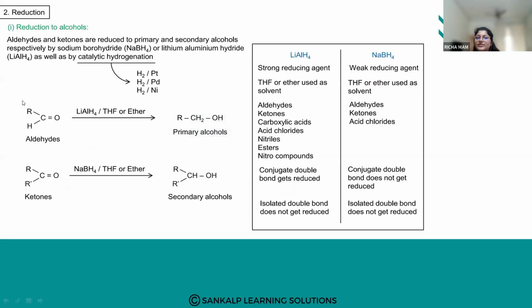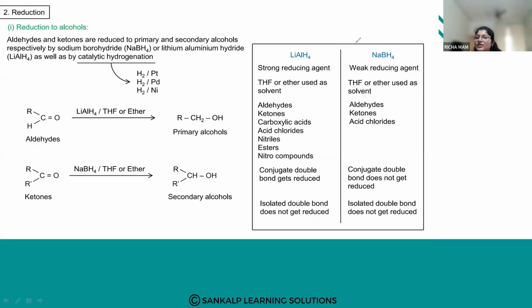So here we are going to start with the reduction, the reduction of carbonyl compounds to alcohols. I hope you know the meaning of reduction. Reduction is nothing but removal of oxygen or addition of hydrogen. So what we are doing here is taking ketones or aldehydes and reducing them to the respective alcohols. We are using some good reducing agents, and I hope you know some of them.